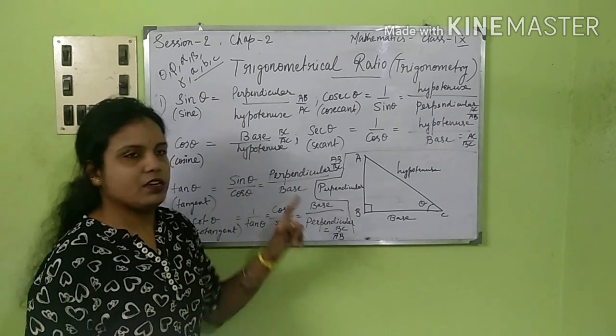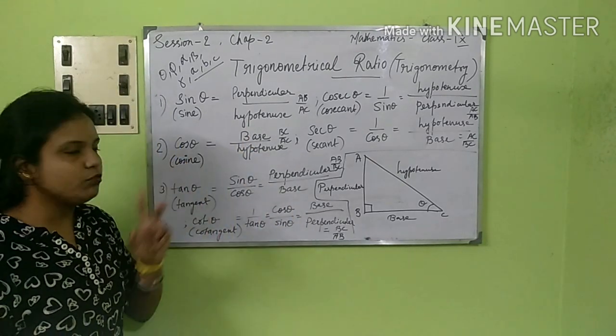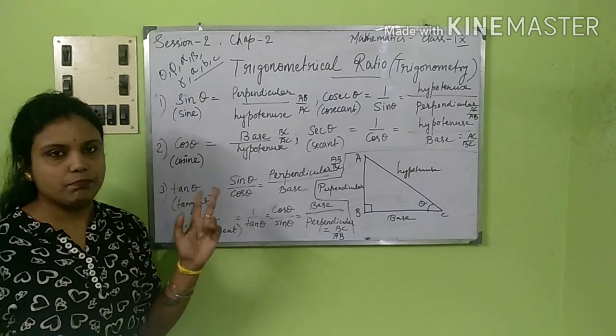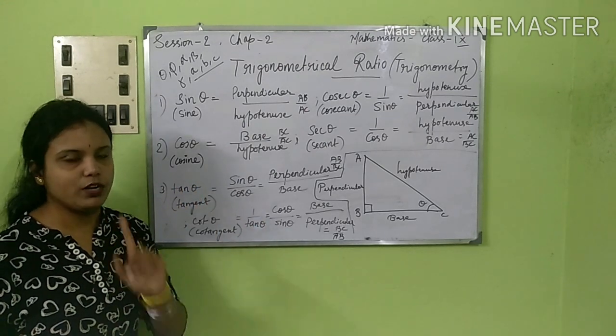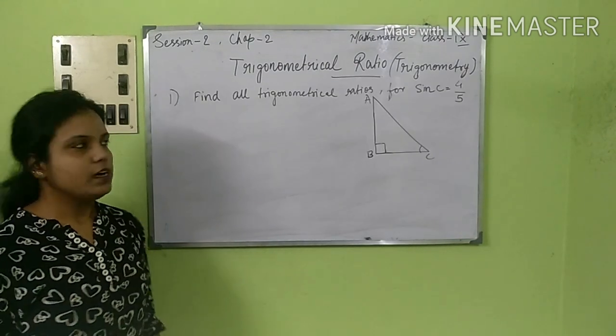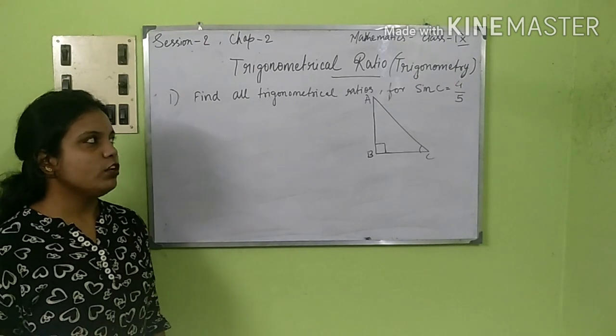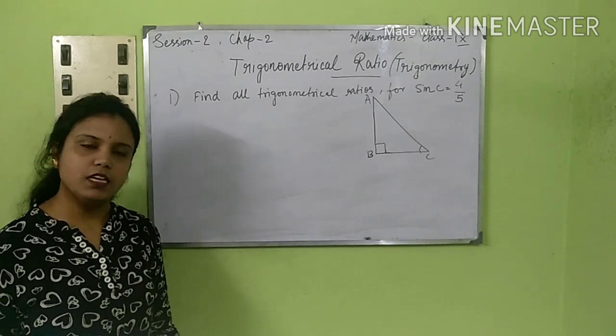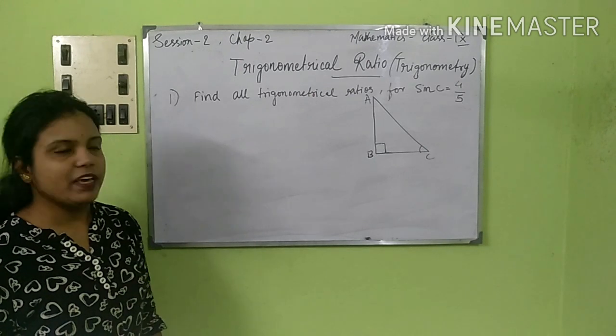With respect to which are we taking the ratios? We'll come to two different examples, I think it will be very clear to you. You won't have any problem. Now, look at the sum. Find all trigonometrical ratios for sine C, that is equal to 4 by 5.